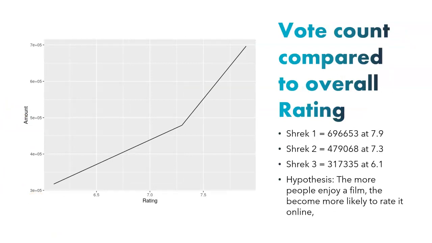In this slide we see a comparison between vote count and average rating, with Shrek 1 on the rightmost point, Shrek 2 in the middle, and Shrek 3 on the left. We see something interesting happen. At this point, I would suggest my audience notice the amount of people that voted in each film, and then take note of the overall rating. I think it can be a telling observation and a possible hypothesis, in which the higher the rating, the more people rate online, and I suspect that people are more likely to rate films if they enjoyed them.